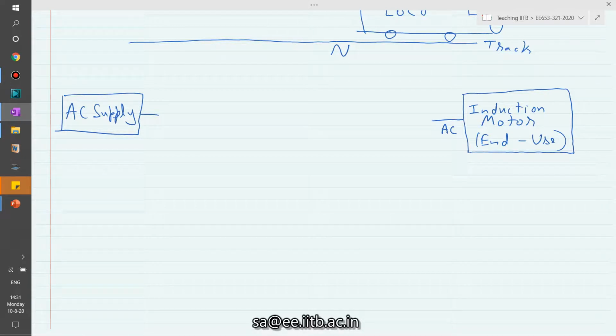One of the things which most of us might feel is, why don't we just directly connect the AC supply with the induction motor, right? And then in that case we may not need any power electronics in between. We don't need any AC to DC, DC to AC conversions, and that would probably be the cheapest and the most effective solution to go with, right? But unfortunately that is not the case. The reasons are quite a few.